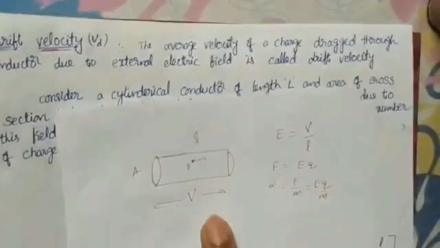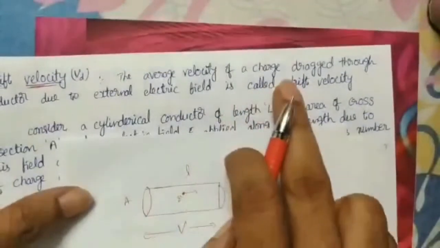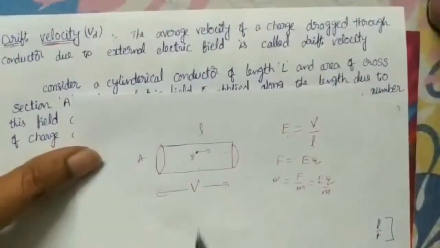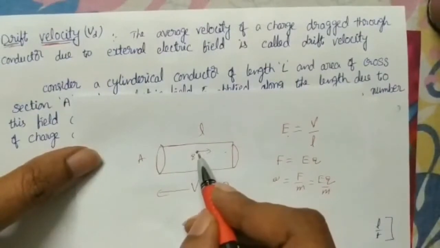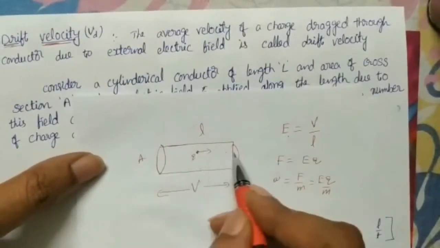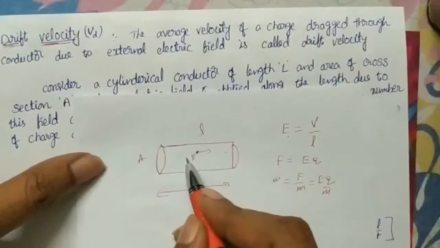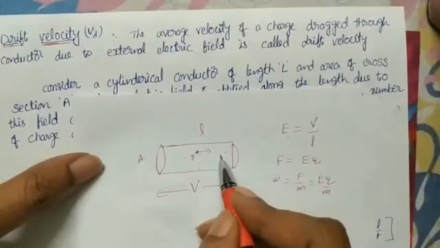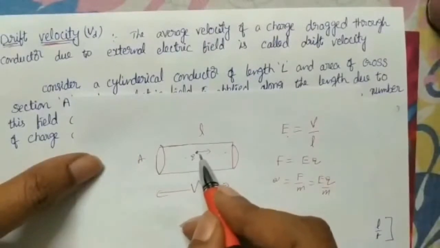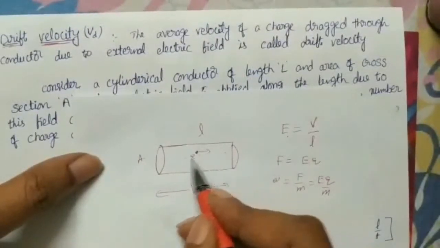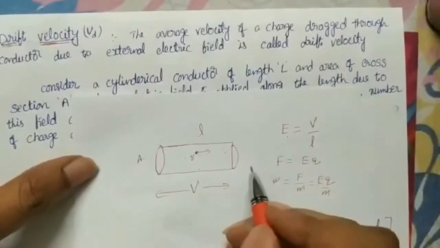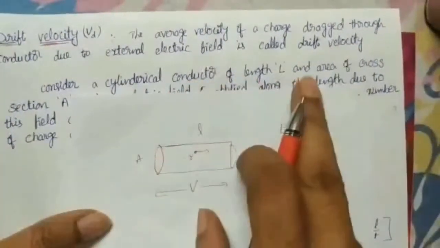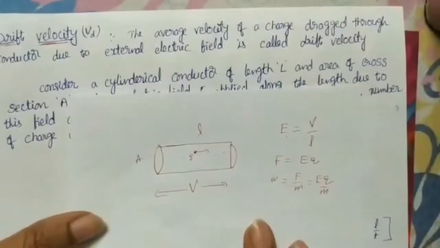So in the definition they mention the average velocity of charge dragged through the conductor. Why do they mention dragged through the conductor? This electron or charge carrier moving from one end to the other may take a number of collisions with the other charges and with the atoms. So due to that, this particle is dragged through the material due to the electric field. That's why drift velocity is the dragged velocity inside the material.